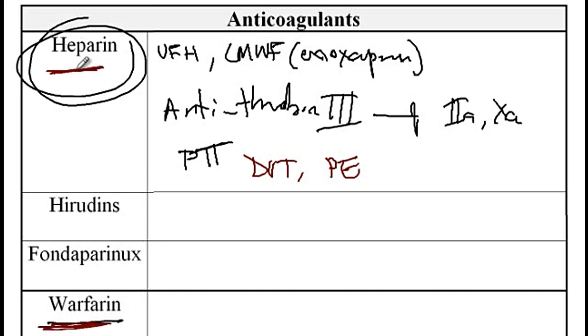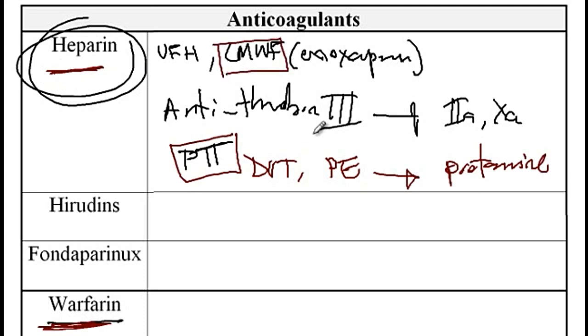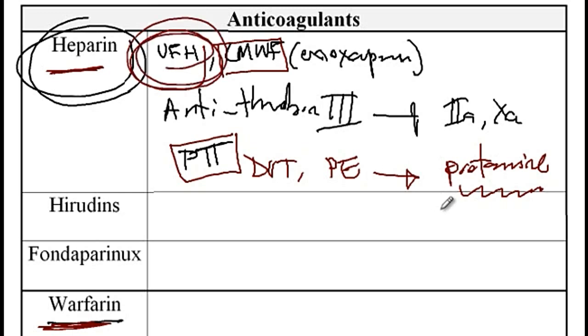Now, if someone develops bleeding from too much heparin and you check and you see that the PTT is too high in these patients, then what you can do is that you can give them protamine to reverse the effects of the heparin. But note that the low molecular weight heparin is not very responsive to the protamine. So it's only the unfractionated heparin that will respond well to the protamine to reverse the effects.